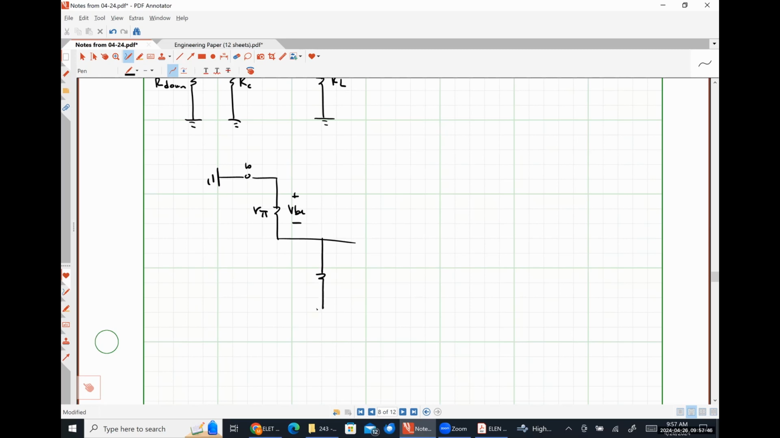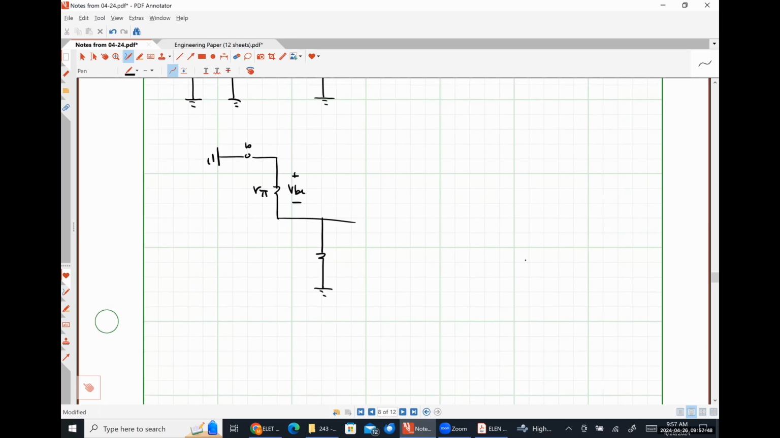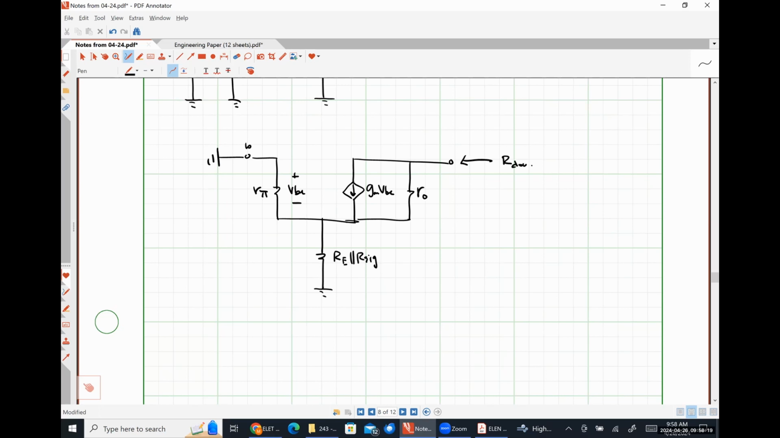Here at our emitter terminal, we would have RE in parallel with R sig. Here would be gm vbe and R naught. And this is what we're looking into.